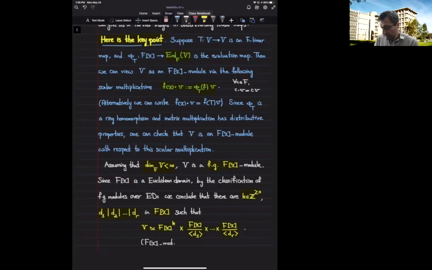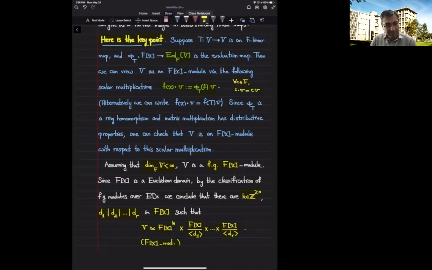Now notice that when something is an F[x]-module isomorphism, because the scalar multiplication of F[x] is compatible with the scalar multiplication of F, as we have discussed over here, it is also an F-linear map. So this isomorphism is also an isomorphism for vector spaces. In particular, both sides should have the same dimension over F.